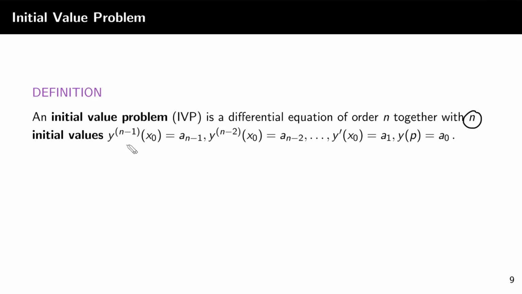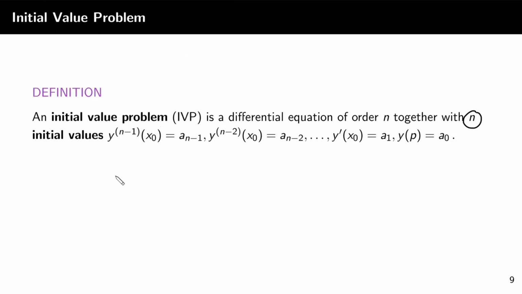So these are the specific values of the n minus 1 derivative, n minus second derivative, down to the value of the function itself. Okay.